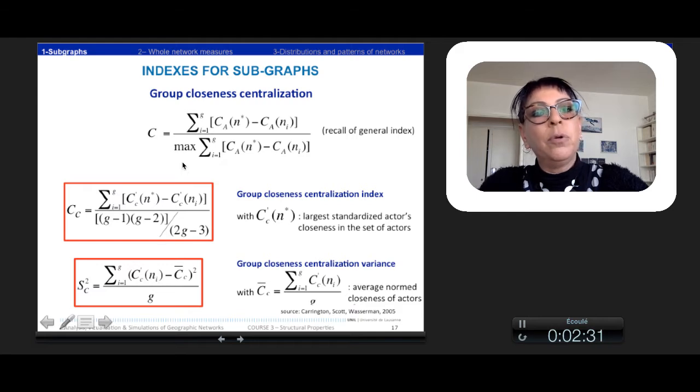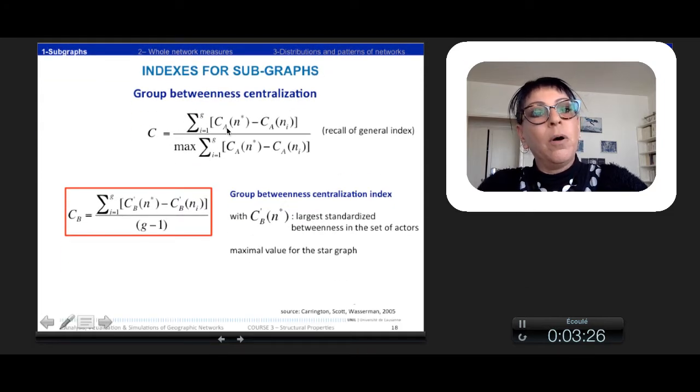Also, we can apply it on group closeness centralization. We always take this general index and apply it for the closeness centralization, with the difference between all the observed values and the maximum. And here the theoretical maximum is g minus 1 multiplied by g minus 2, divided by 2g minus 3. We can also calculate the variance, which will be all the observed values of closeness minus the average normalized closeness of the actors, divided by the number of nodes of the subgraph.